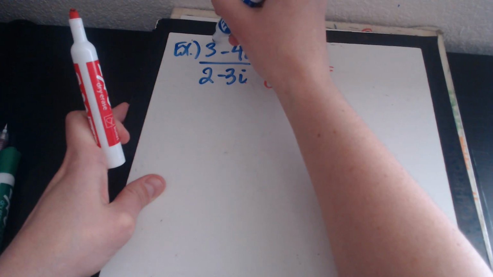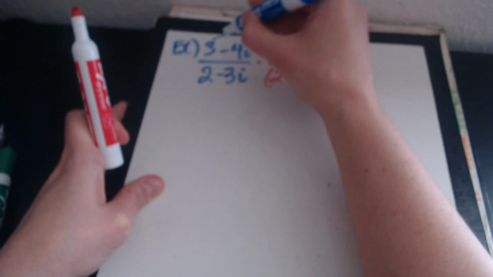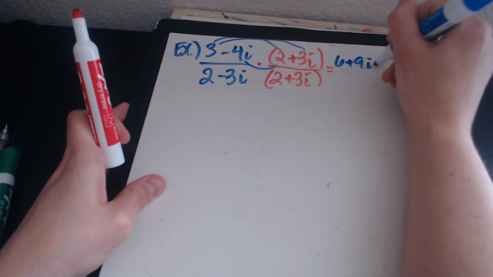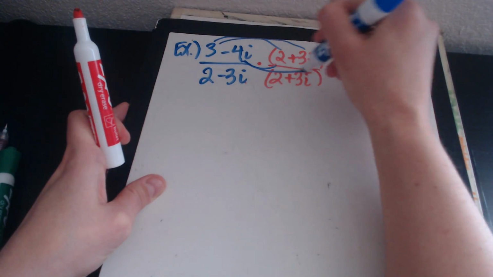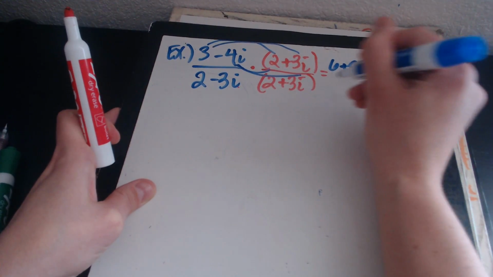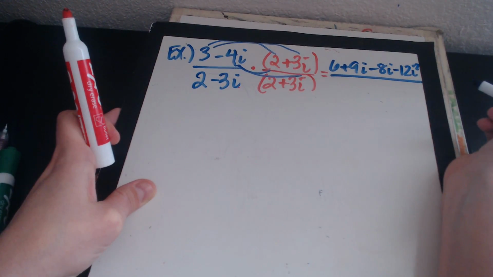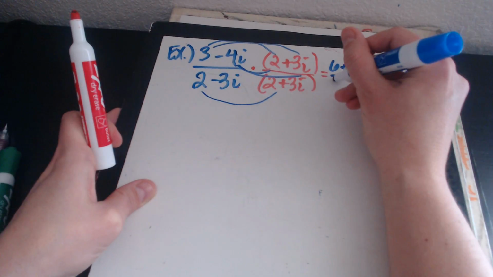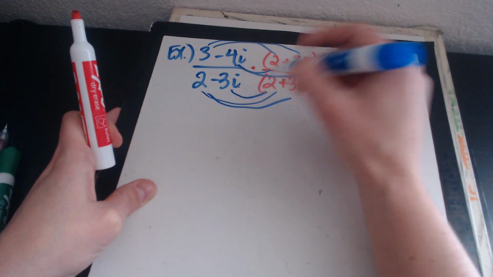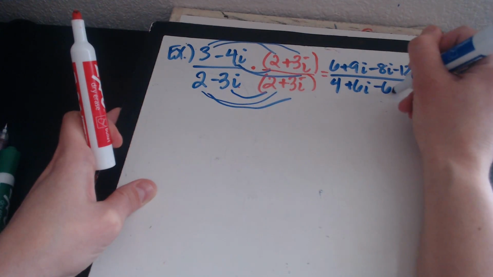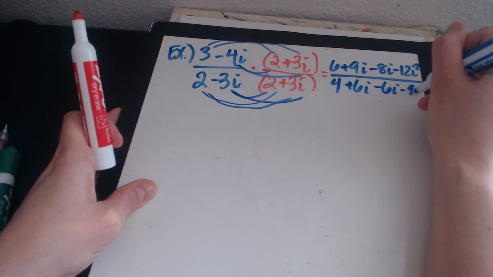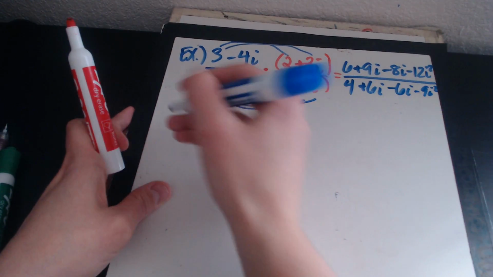So on top, we're going to get 3 times 2, which is 6. 3 times 3i is 9i. Negative 4i times 2 is negative 8i. Negative 4i times 3i is negative 12i squared. And then over that, 2 times 2 is 4. 2 times 3i is 6i. Negative 3i times 2 is negative 6i. Negative 3i times 3i is negative 9i squared.